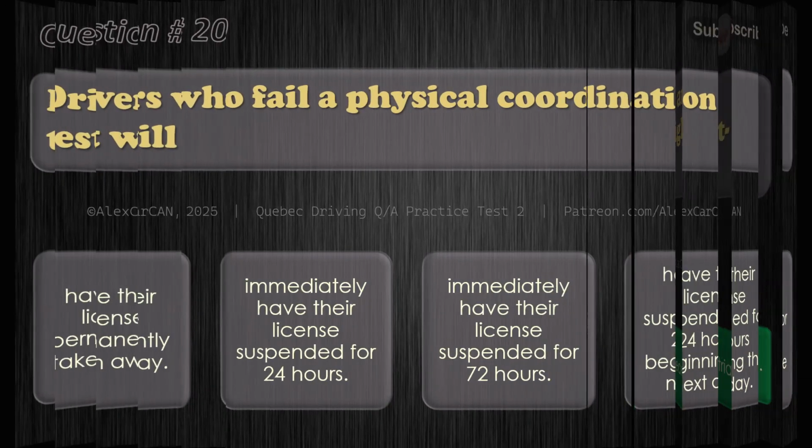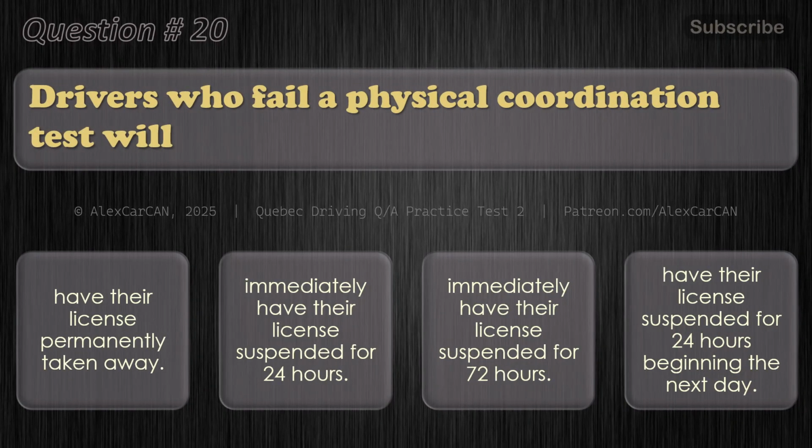Question number 20. Drivers who fail a physical coordination test will have their license permanently taken away, immediately have their license suspended for 24 hours, immediately have their license suspended for 72 hours, or have their license suspended for 24 hours beginning the next day. The correct answer is immediately have their license suspended for 24 hours.